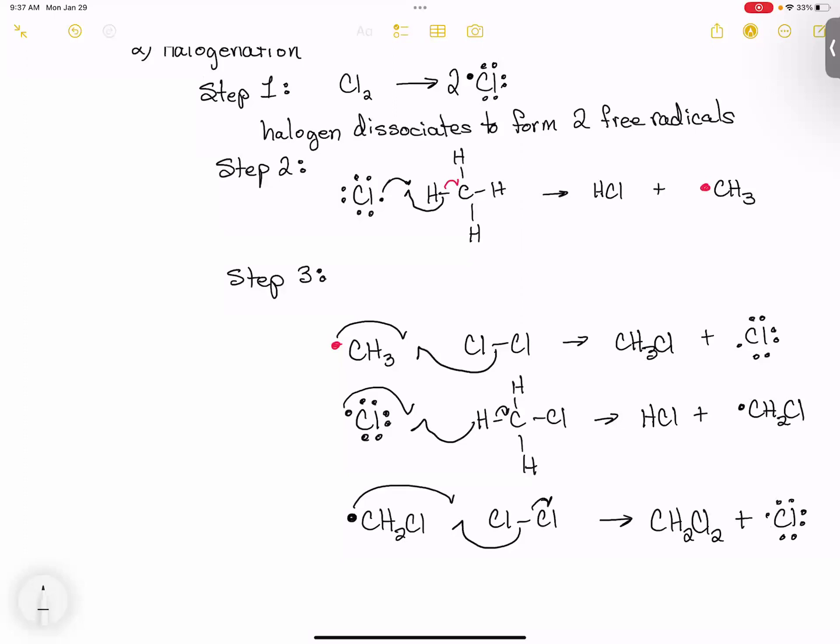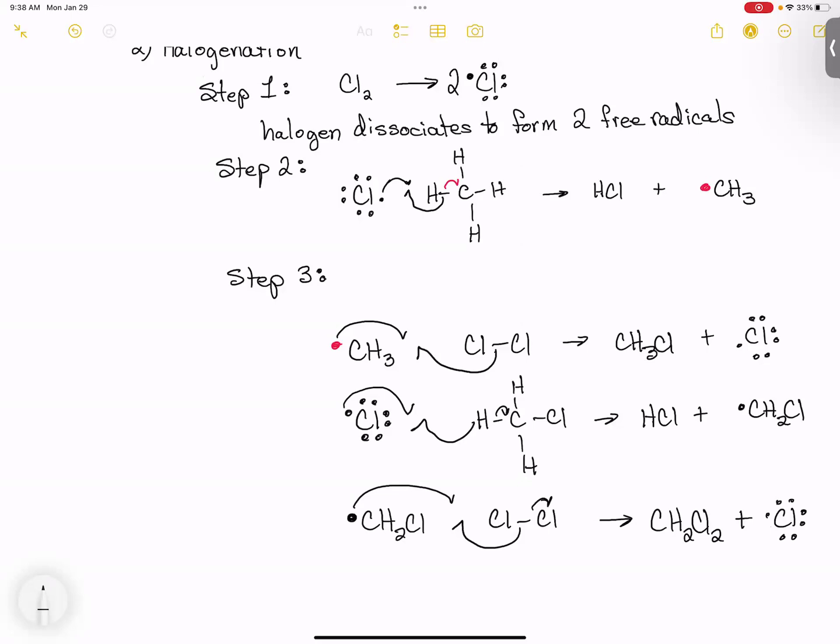Now, we have to keep this going, so we have a free radical that's made. That free radical can then react with another chlorine, and literally it rips off one of the chlorines, leaving CH3Cl plus a chlorine free radical. The chlorine free radical can react with another hydrogen and rip it off, making HCl and another free radical. And this process just keeps going until you have halogenated every single location there was a hydrogen.